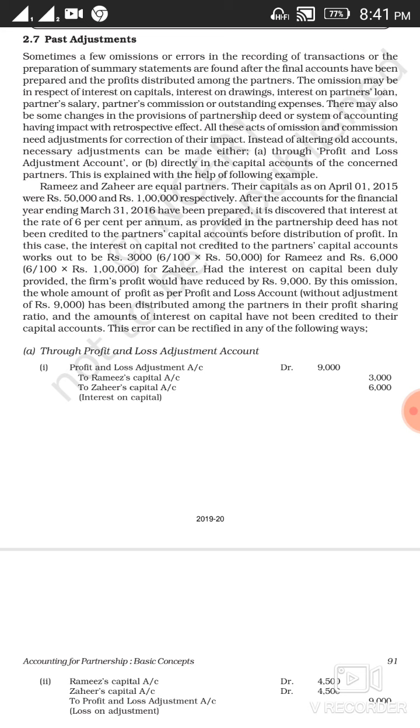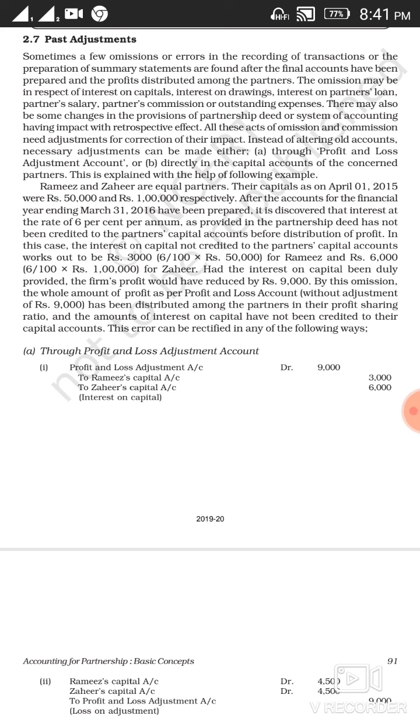Now to understand this concept, let's take this example. Ramiz and Jahir are equal partners. The capitals as on 1st April 2015 were rupees 50,000 and rupees 1 lakh respectively. After the accounts for the financial year ending 31st March 2016 have been prepared, it is discovered that interest at the rate of 6% per annum as provided in the partnership deed has not been credited to the partners' capital accounts before distribution of profits.